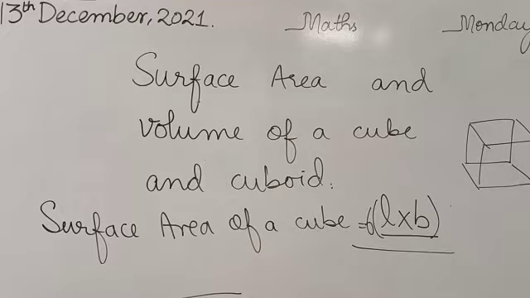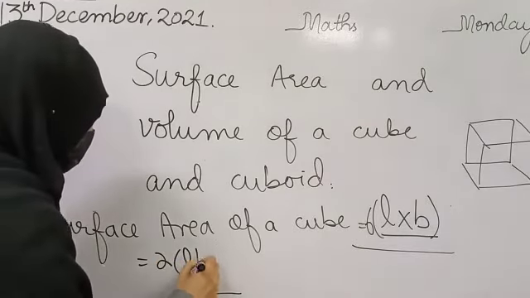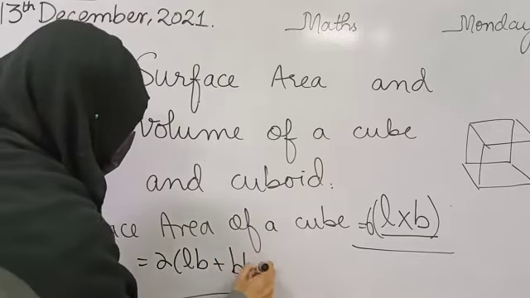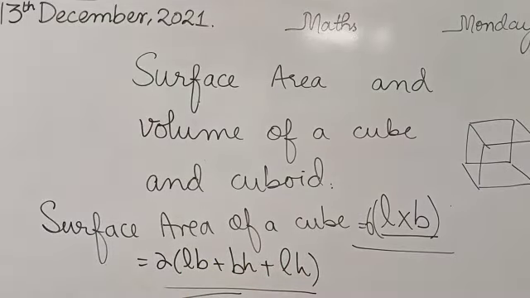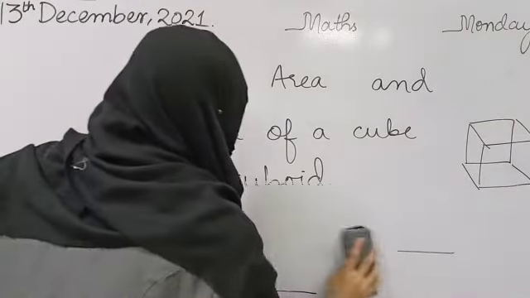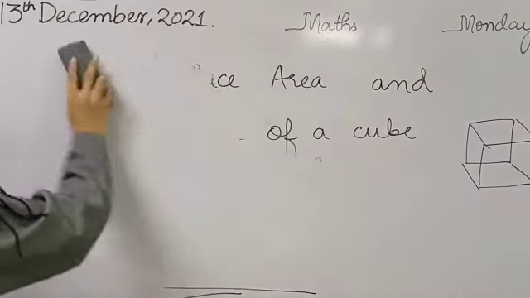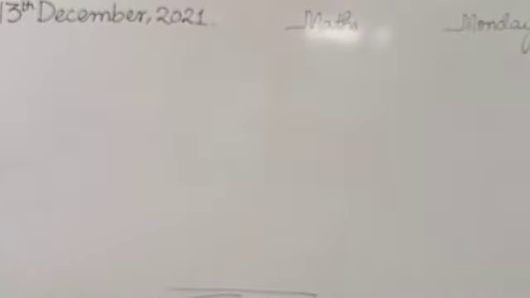Now, what will be the formula to find out the surface area of a cuboid? Surface area of a cuboid is 2 multiplied by length breadth plus breadth height plus length height. Okay? Now, today we will learn how to find out the area of a parallelogram and area of a trapezium. Okay? First of all, tell me what is a parallelogram?